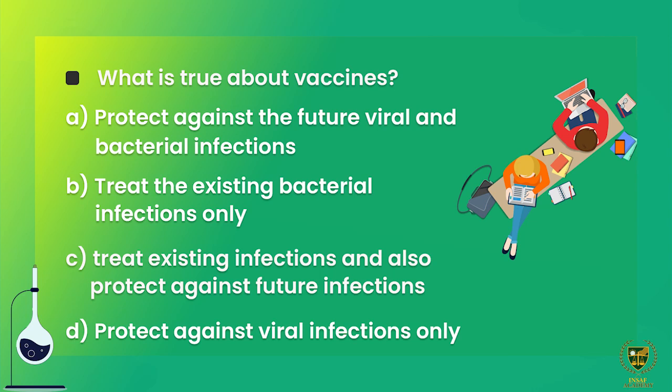Delta option says protect against viral infections only. No, dear students, it also protects us against the bacterial. Option Charlie is treat existing infections and also protect against the future infections. No, dear students, it is not the treatment, it is just the prevention. This is not the correct answer. Option beta says treat the existing bacterial infections only. No, dear students, it is also used for the treatment of viral infection as well.